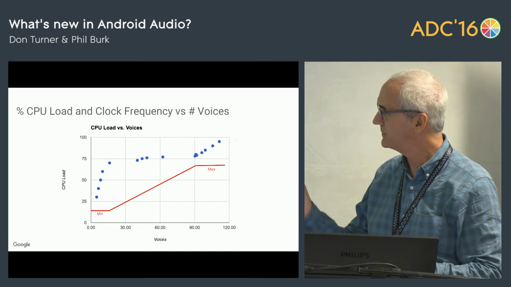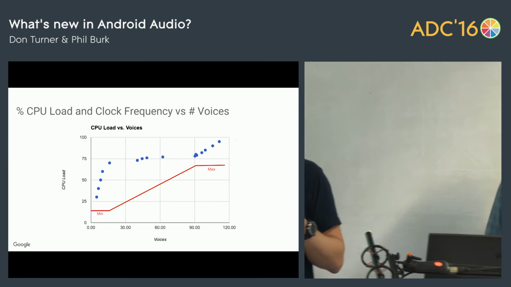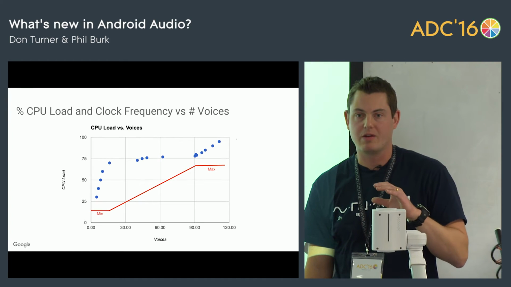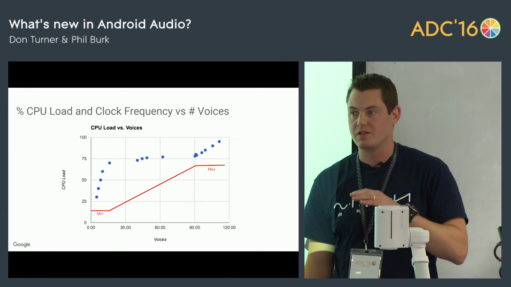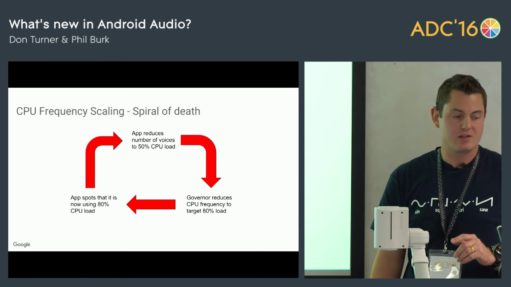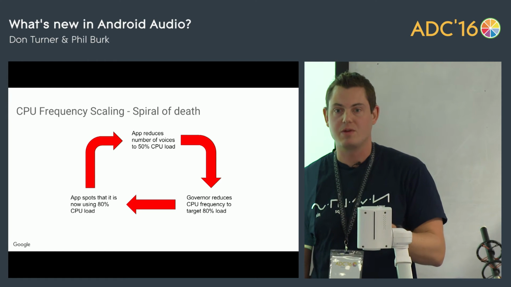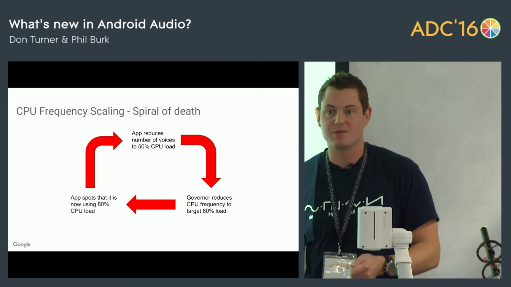So the key point here is that the governor wants to keep you at roughly 80% load. That's where it sees things are most efficient, which is fine unless you have an algorithm which always focuses on a specific CPU load which is less than 80%.